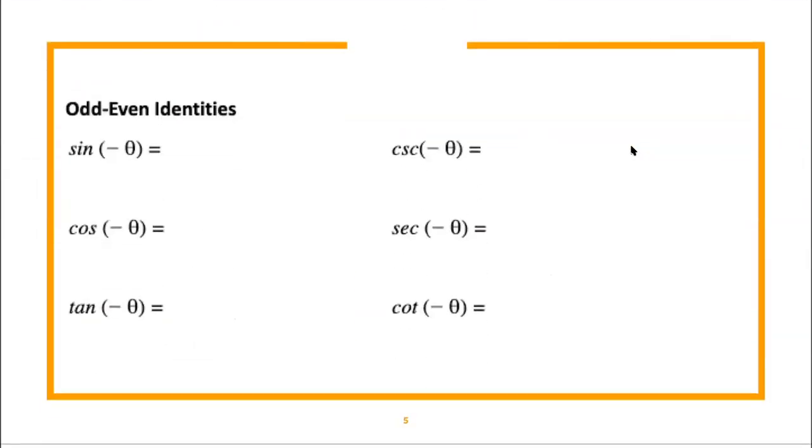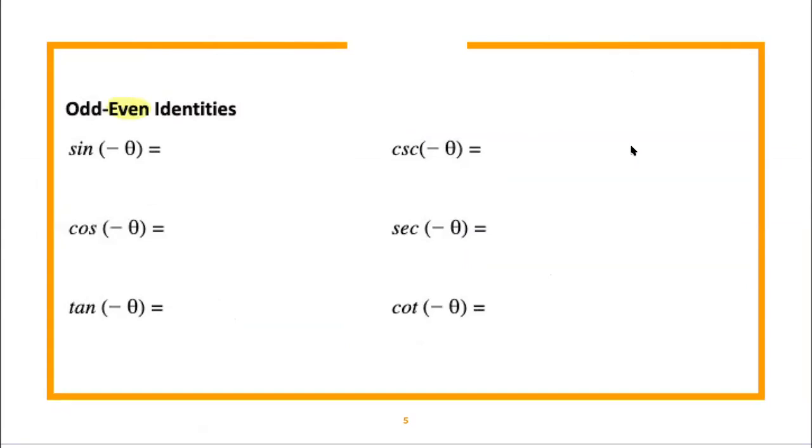All right, we've got some odd even identities. I would say that these come up less frequently than the other ones that we've seen so far, but I did want to show them to you just in case they come up for you in the future, okay? And we're actually going to start with the 2 functions that are even, okay?